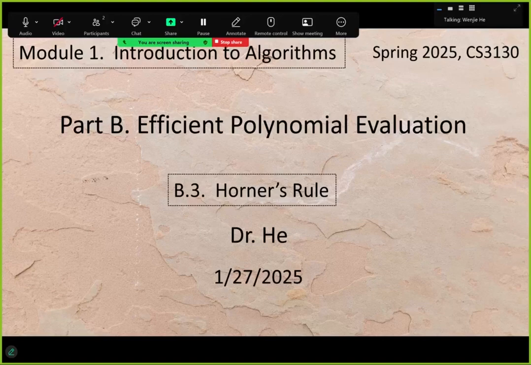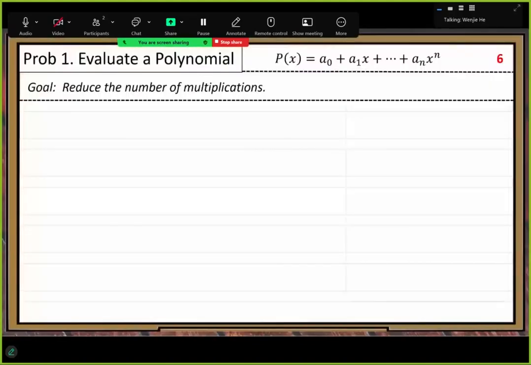B.3 Horner's rule. That's an important algorithm. So let's learn this new algorithm. Our goal: reduce the number of multiplications. Our strategy: because in our problem solving, we always need to apply certain strategies. Every step, when we feel it's hard to solve, we need to think about some effective strategy. Here, it's hard, right? How to reduce the number of multiplications? So now we need to think about some strategy.